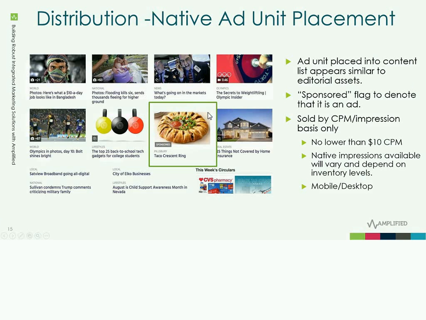And these impressions should be sold on a cost per thousand basis at no lower than $10 per thousand. Native ad unit impressions will vary and depend on inventory levels by market and are displayed on both desktop and mobile for maximum reach and exposure.